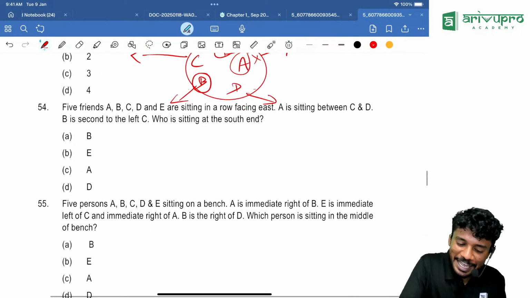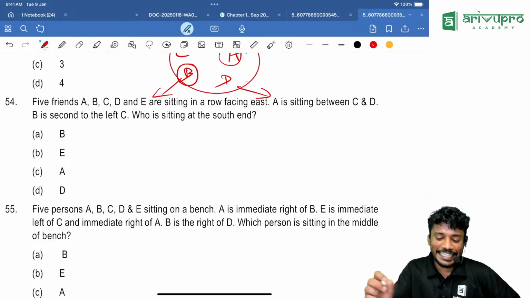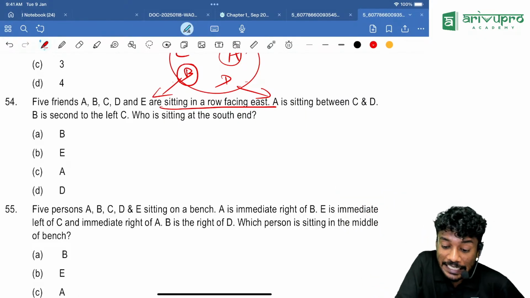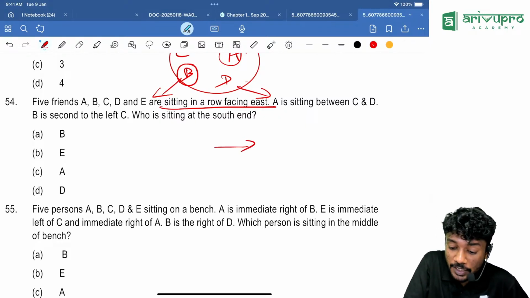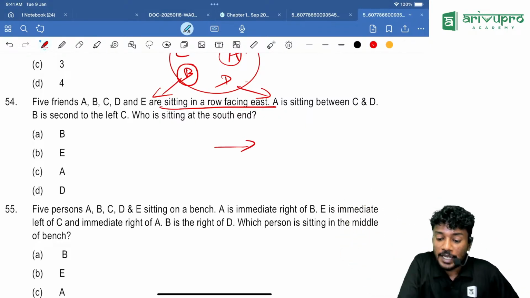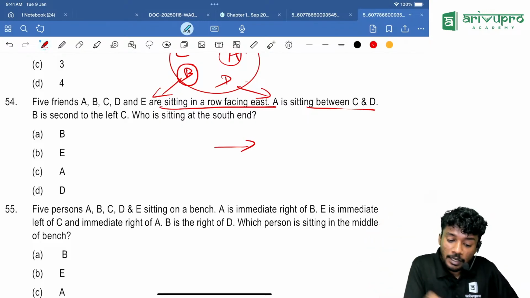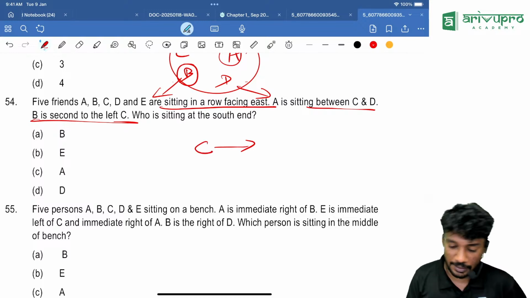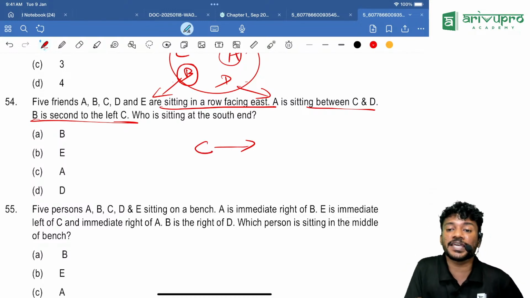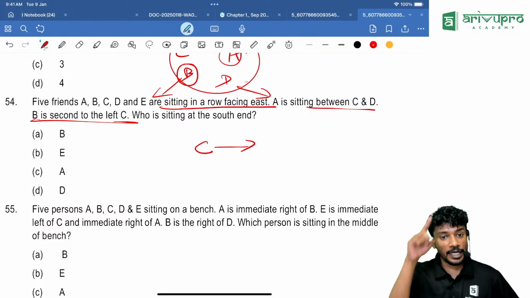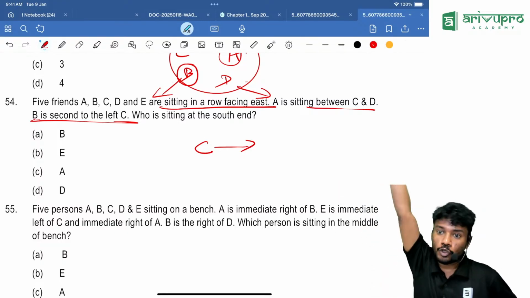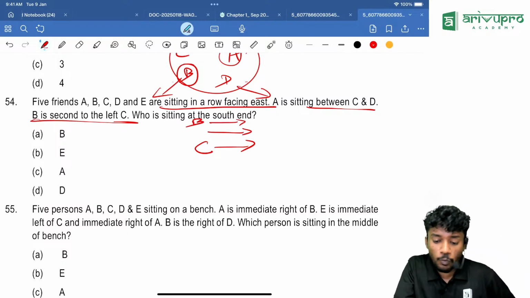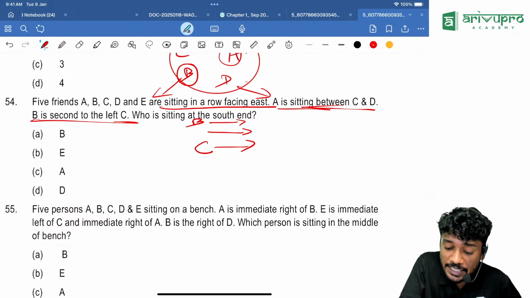Next one. 5 friends A, B, C, D and E are sitting in a row facing east. East means what? This side. Correct? Vertical arrangement. A is sitting between C and D. B is second to the left of C. That means if C is sitting here, where will be the position of B? Up or down? Second to the left. Left of east is what? North. That means one person is here, then B is here. Then what is given? A is sitting between C and D.